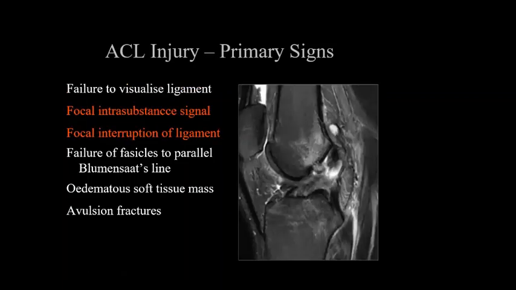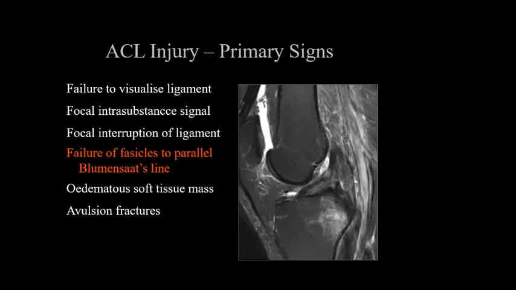The second appearance for ACL tear is when it is more acute, and then you get fluid signal change involving the ACL. There is discontinuity, interruption, disruption of the ACL, and this is the more acute appearance of the ACL tear. There's surrounding bone edema. There's also joint effusion. All these changes indicate more recent ACL injury.